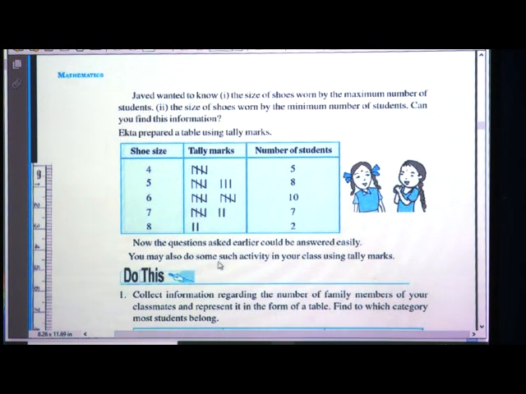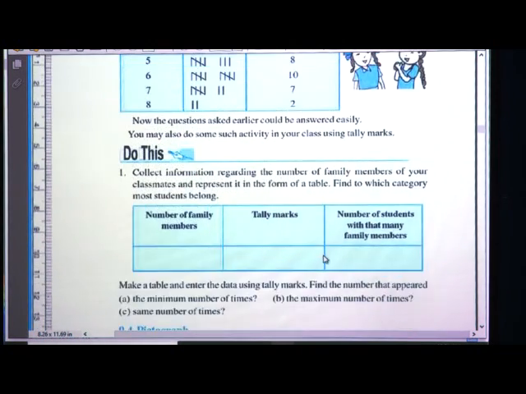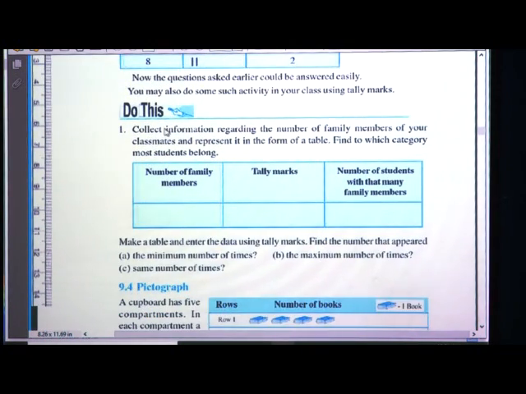You may also do such an activity in your class with different things. You can also collect information regarding the number of family members of your classmates and represent it in the form of a table. Find to which category most students belong. So, number of family members, it may be 4, 5, and tally marks, and number of students with that many family members. You can ask your friends, and when you get the data, you can find the minimum number of times, the maximum number of times and the same number of times. Okay.